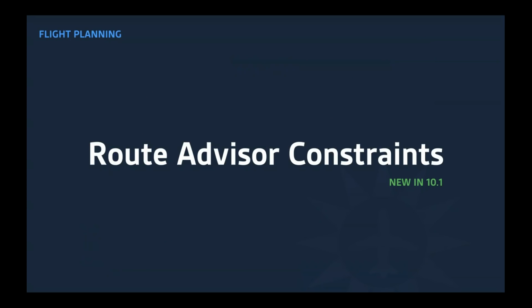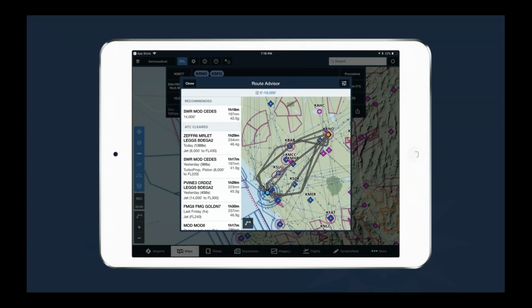Another new feature that was just released in ForeFlight 10.1 that's related to routing and the Route Advisor is something we call Route Advisor Constraints. If I go back to our Route Advisor view here, at the top of the screen are two altitudes, a minimum and maximum altitude. By default, the maximum altitude that ForeFlight is going to recommend a route for is your aircraft service ceiling, which again is pre-filled for you most times if you enter your type code for your aircraft. But you can actually customize these constraints. You can tell ForeFlight, I only want you to recommend a route for me between 3,000 and 10,000, something like that.